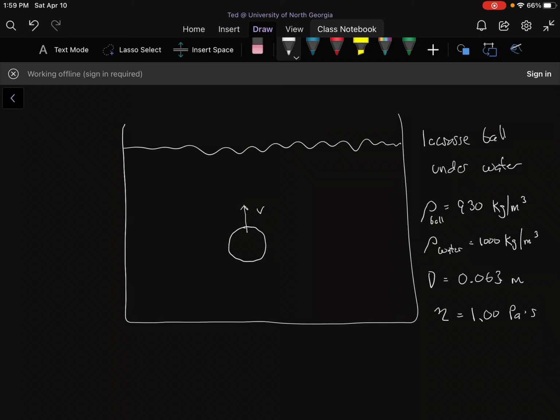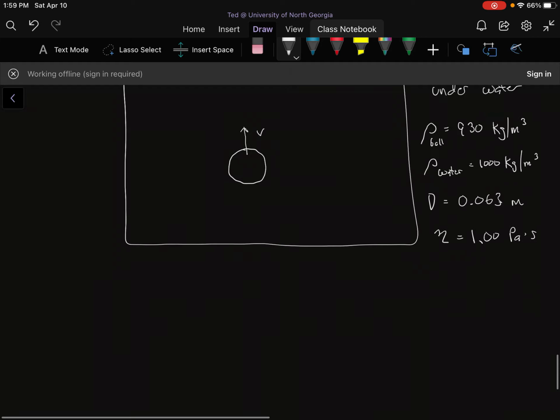Okay. And that's if it's at room temperature. If you get water really cold, the viscosity goes up. If you get water hot, the viscosity goes down. But at room temperature, the viscosity of water is very close to 1. Okay, so let's see if we can figure out how fast the ball will be moving through the water.